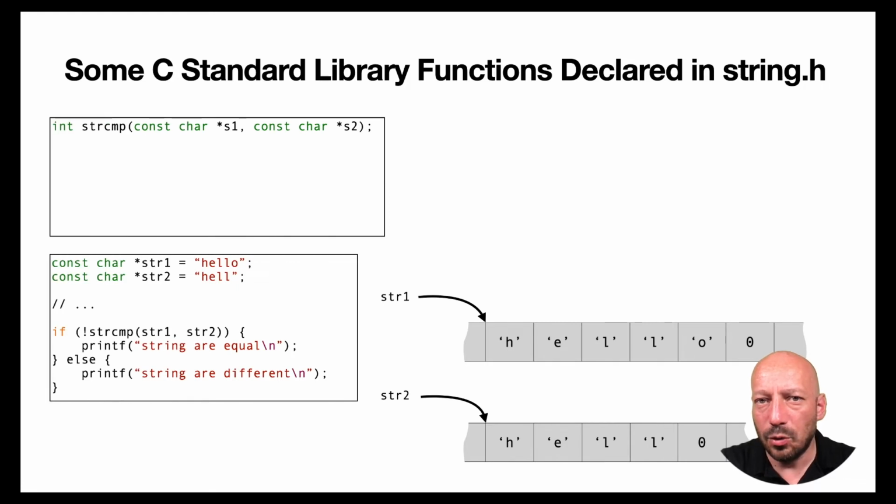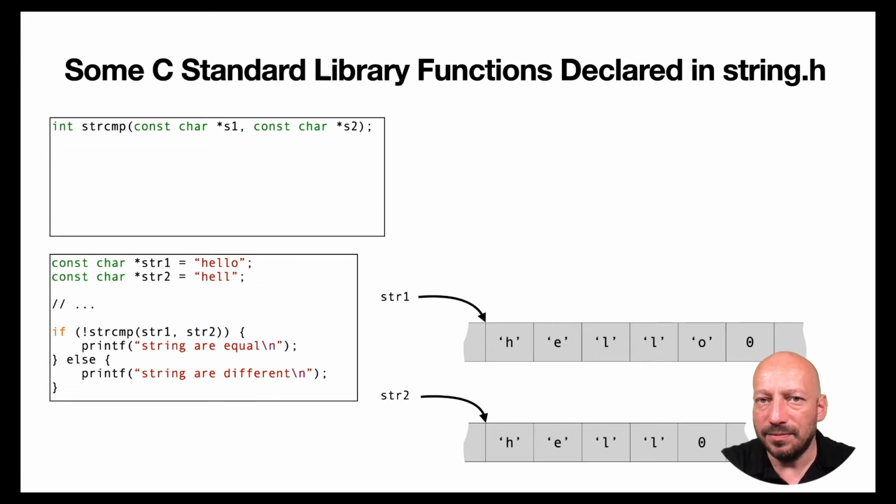In the video on program arguments, I was already using this function strcmp for comparing 2 strings. It returns a signed integer. It returns 0 if both strings are equal. It returns some negative value if the first string comes alphabetically before the second string. And it returns something positive if the second string comes before the first string.